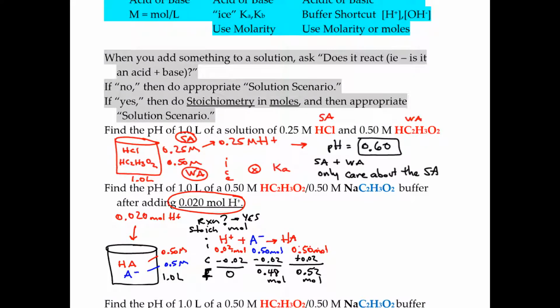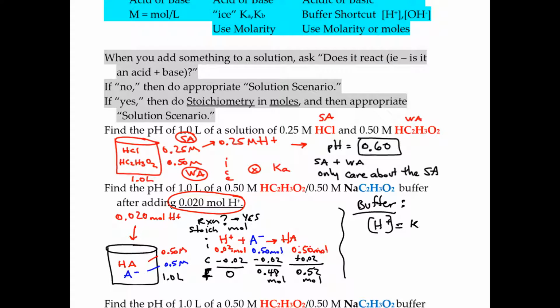So now the question is, what do I have? What solution scenario do I have? I have this HA, which is a weak acid. I still have A minus, which is the conjugate base, so I actually have a buffer. So now that I have a buffer, I'm going to use the buffer shortcut. Out of the solution scenarios, this is what I have left, a buffer. So I'm going to use the buffer shortcut for acid.